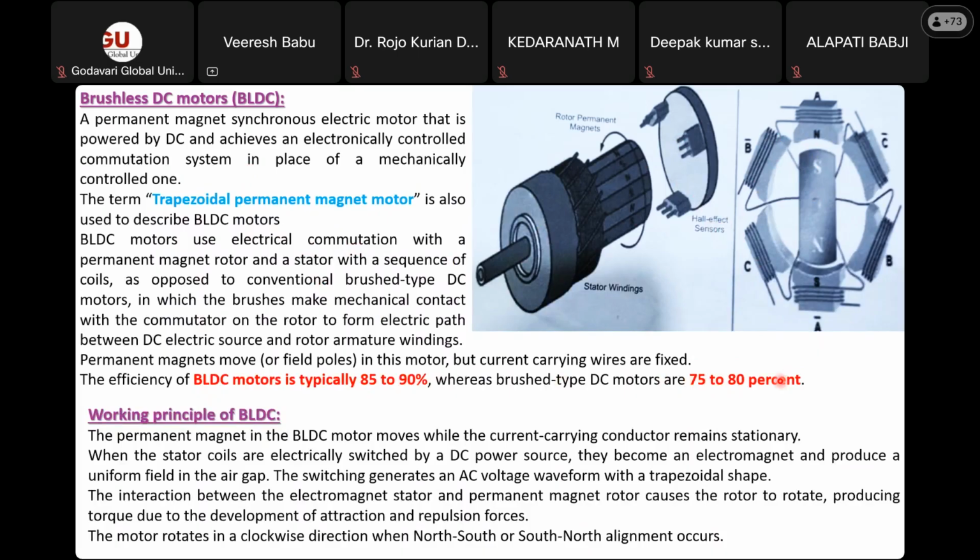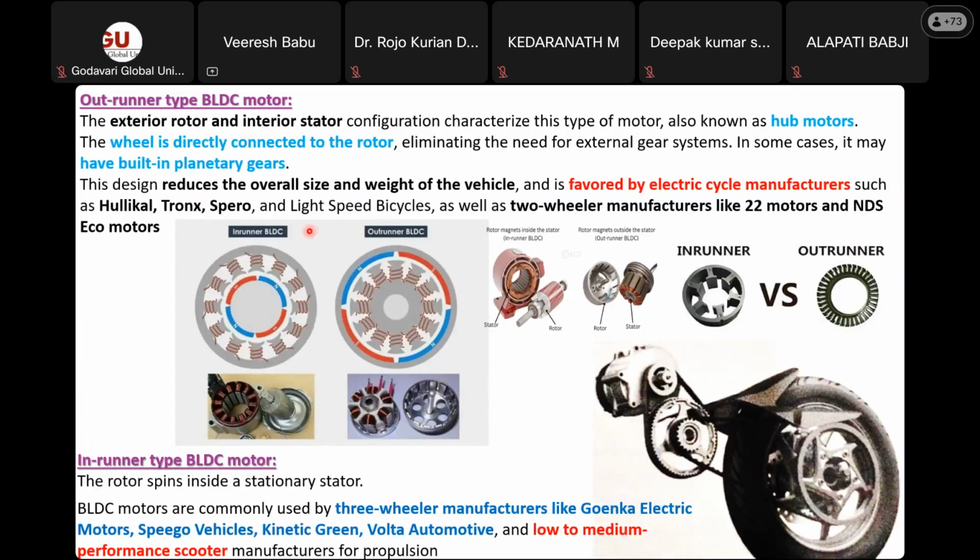Okay. Next, coming to brushless DC motors, as mentioned, there are two types: the outrunner and in-runner types of brushless DC motor, BLDCs. I am trying to show you the pictorial view of how the arrangements look. In-runner and outrunner. If you see here, in the outrunner, the exterior rotor and interior stator are there.